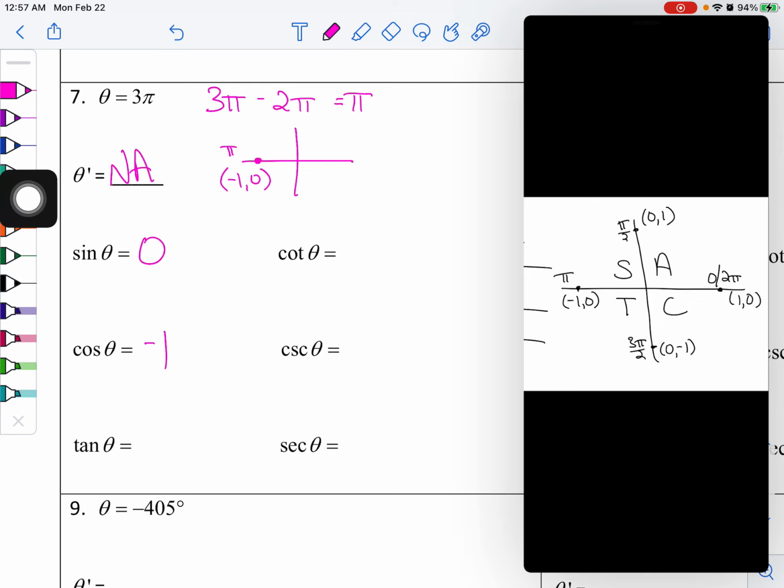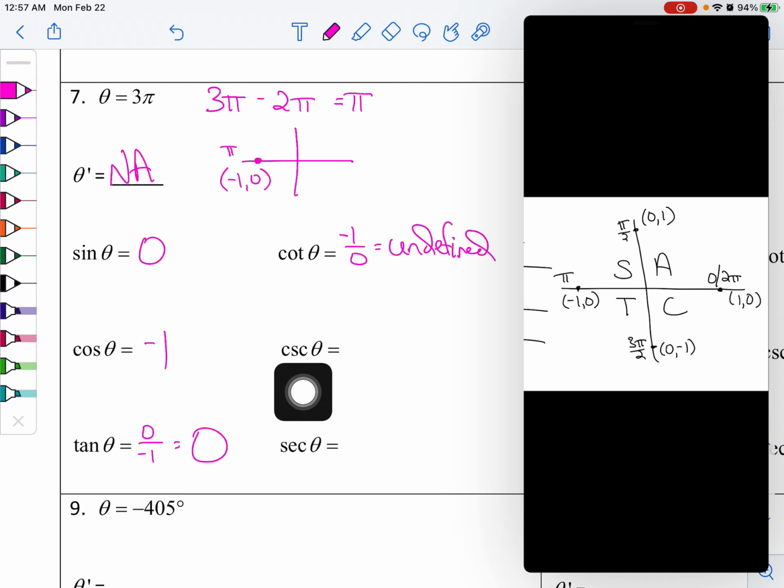And remember, this ordered pair is cosine, sine. It's alphabetical order. So cosine's -1, sine is 0. Tangent is sine divided by cosine. So 0 divided by -1 would be 0. Now let's use the reciprocal function. So cotangent, I'm going to do the reciprocal of tangent. So -1 over 0, that is undefined.